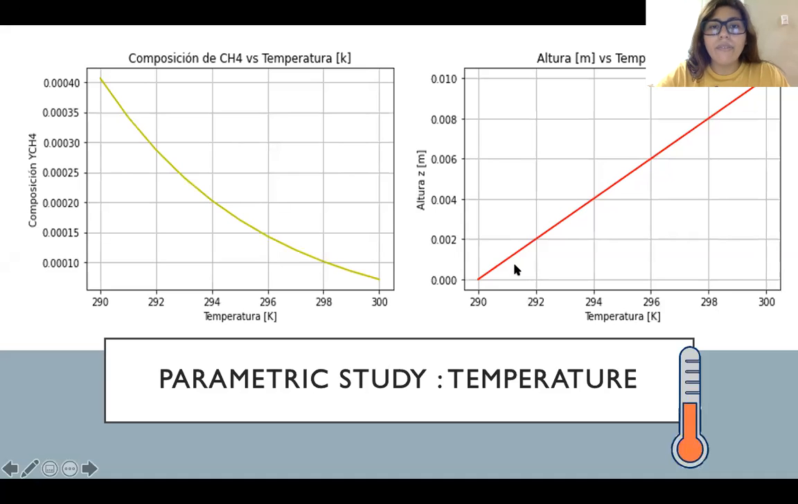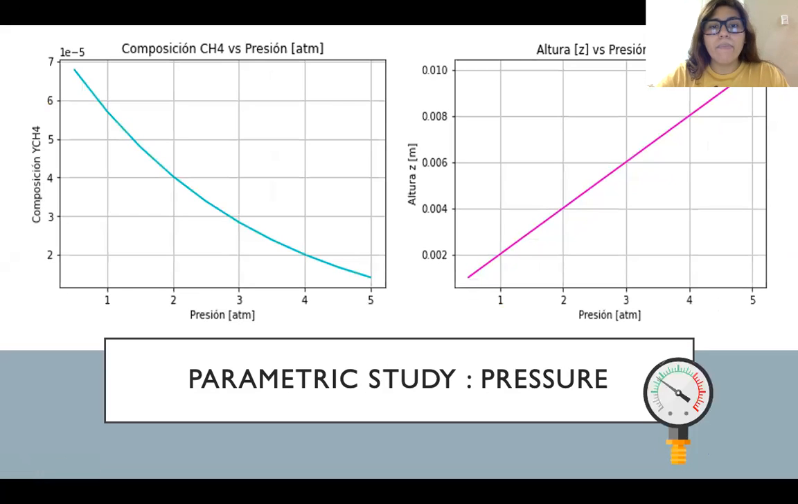The following graph represents the first parametric analysis in which the temperature was varied with respect to the methane composition and the height. For the second parametric study, the pressure is varied with respect to the methane composition and also with the height.